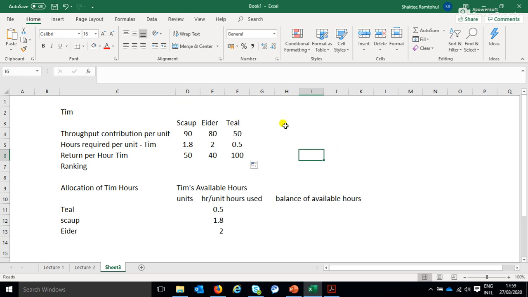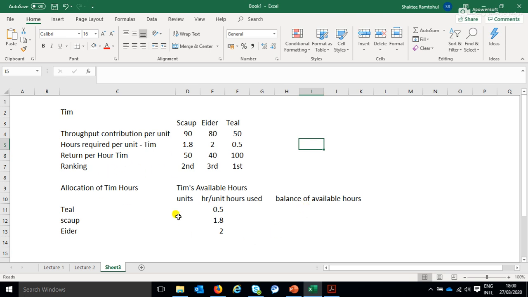We note that if we want to ensure that we gain the highest contribution from Tim's activity, we need to manufacture teal first. So if we were to rank, we would say, let's go for teal first because it gives £100 per hour. Scalp would be second, and eider would be third.